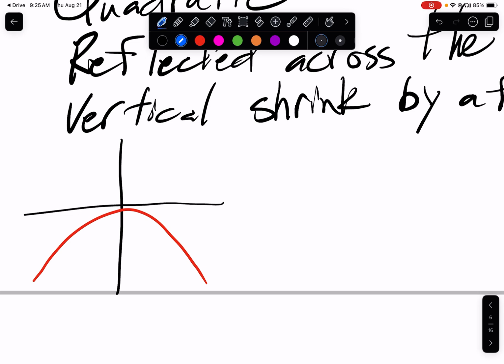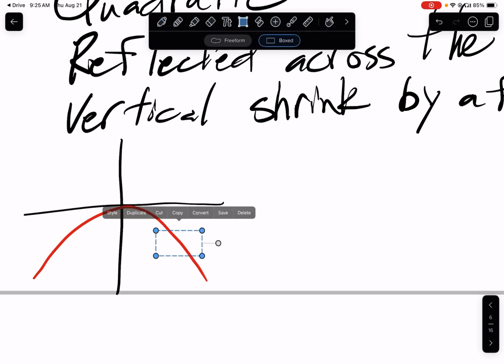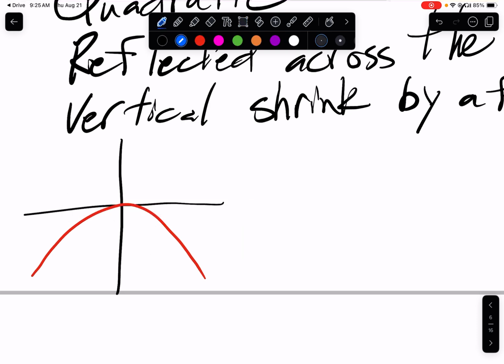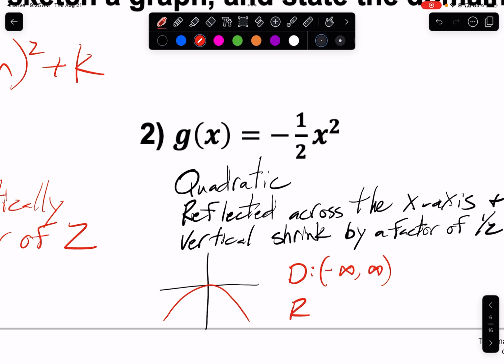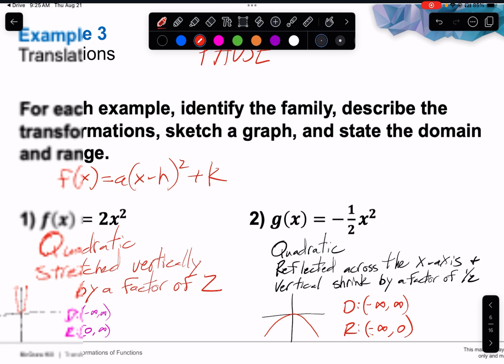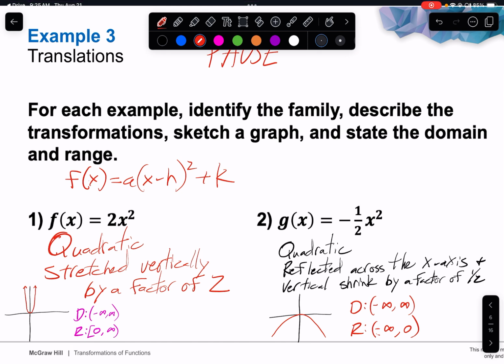Okay, so where our parent function, if it was a negative parent function, it might be more of like this. What we've done is we've made it twice as wide, or we've shrunken it down vertically by a factor of 1/2. Okay, now our domain is going to be the same on all these, negative infinity, infinity, and then our range is going to be negative infinity to 0 because it's flipped. So that's what those two would look like.